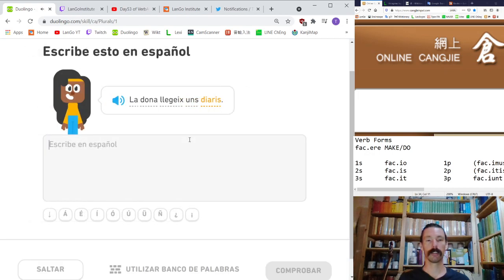La dona llegeix uns diaris. Llegeix is voiced, probably because it's between two vowels here. Uns diaris. Periódicos, diarios. Unos. So la mujer, the woman reads.